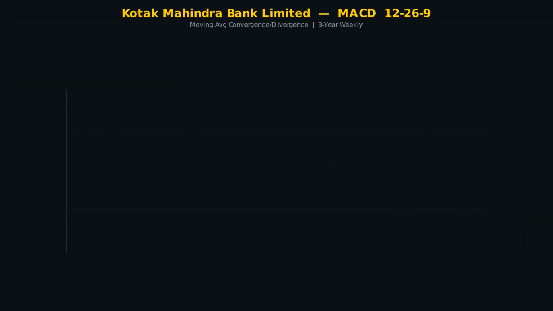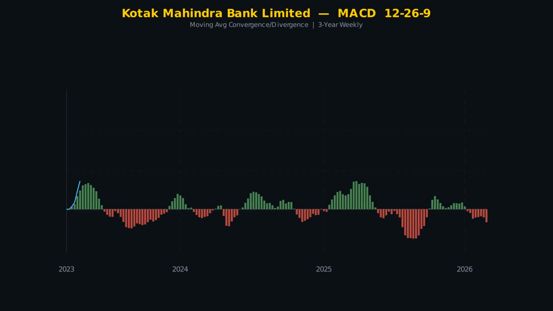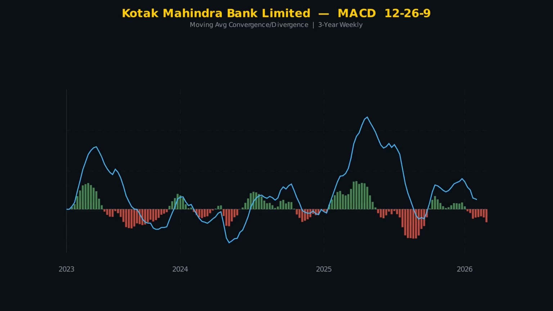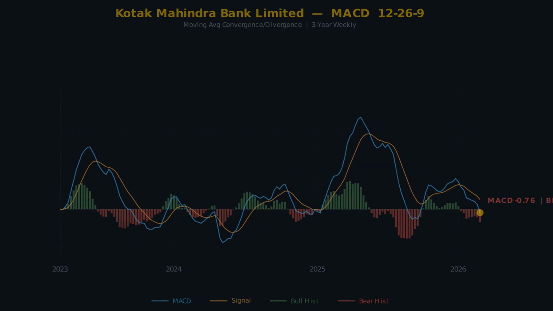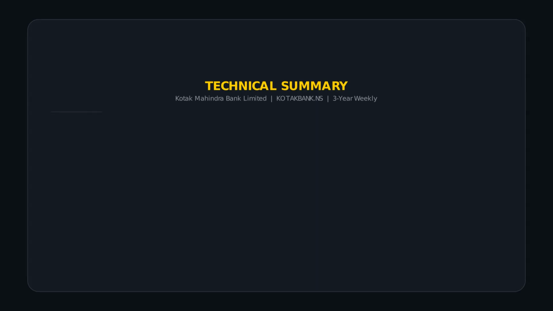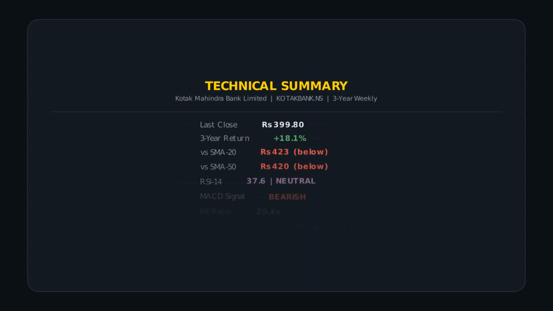Here is the MACD chart for Kotak Mahindra Bank Limited. Green bars mean MACD is above signal, bullish momentum. Red bars mean bearish momentum. Currently, the histogram is expanding. The MACD line is below the signal line. Bearish pressure is present. The MACD value is -0.76. Here is the complete technical summary for Kotak Mahindra Bank Limited.